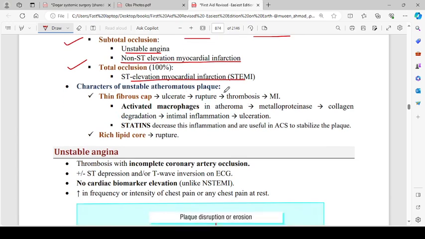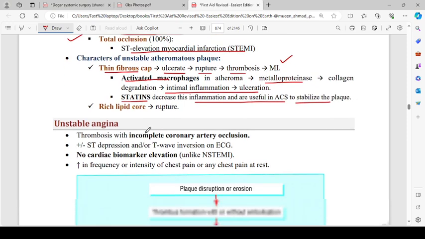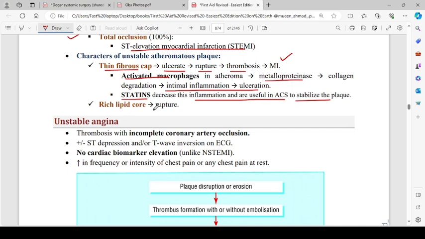Characters of unstable atheromatous plaque. If it has a thin fibrous cap, it can ulcerate and rupture and will lead to thrombosis and myocardial infarction. Activated macrophages in atheroma will lead to metalloproteinases, collagen degradation, and that will lead to intimal inflammation and ulceration. Statins decrease this inflammation and are useful in acute coronary syndrome to stabilize the plaque. A rich lipid core cannot rupture.